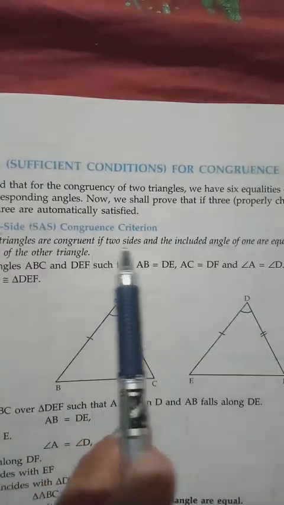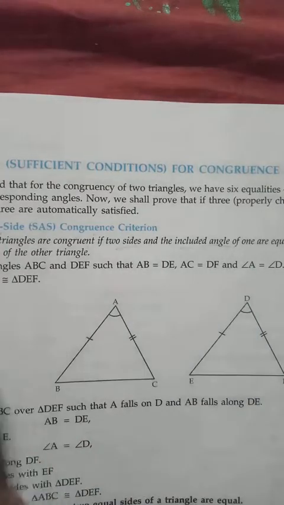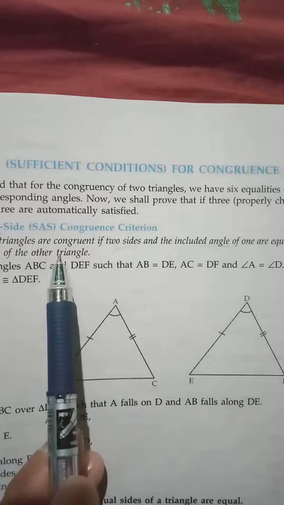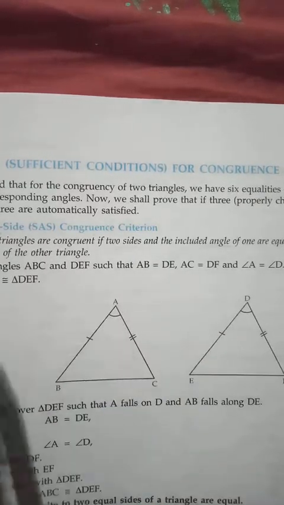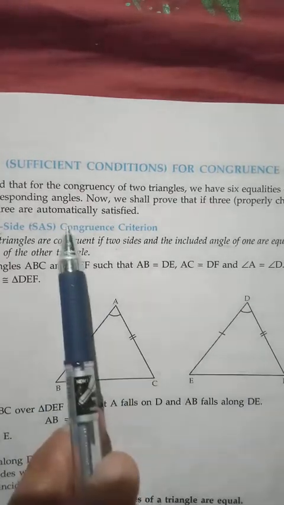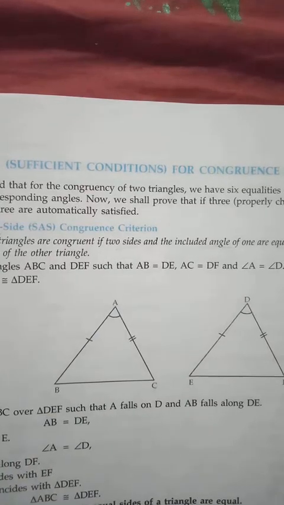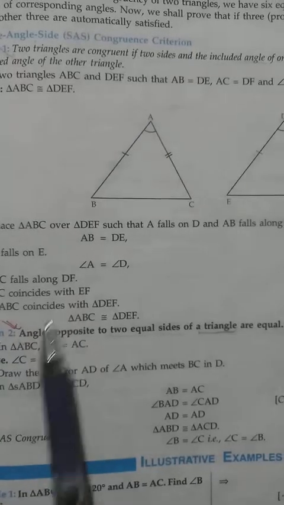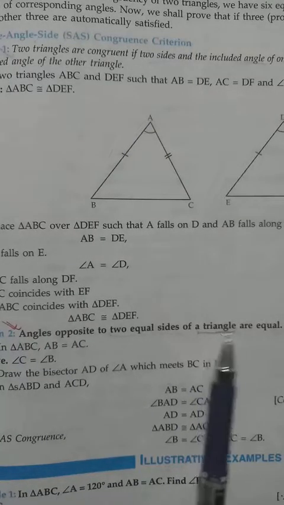Okay, because we have 2 sides and the included angle of one triangle equal to 2 sides and the included angle of another triangle. The angle should be between those 2 equal sides. Then in that case we say the triangles are congruent by the SAS congruence criteria. So using that we can prove this theorem: angles opposite to 2 equal sides of a triangle are equal.